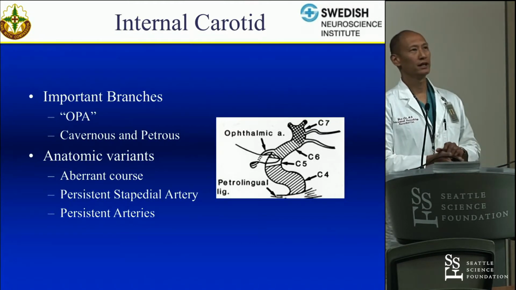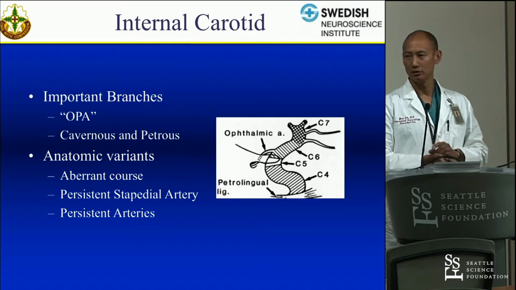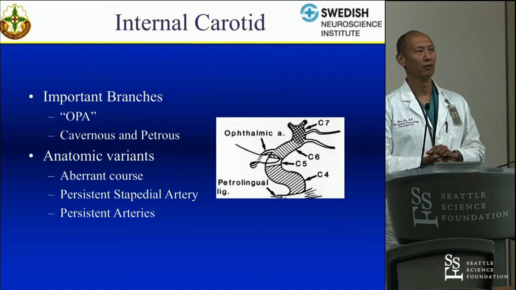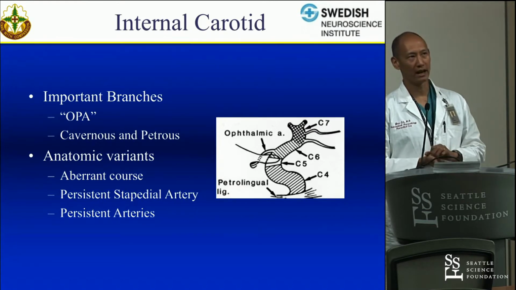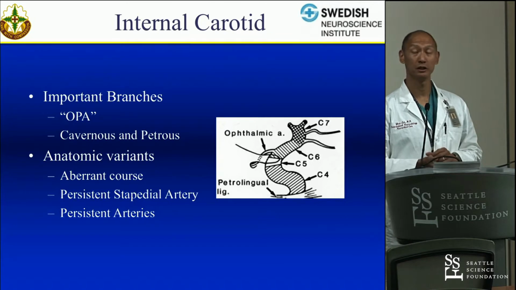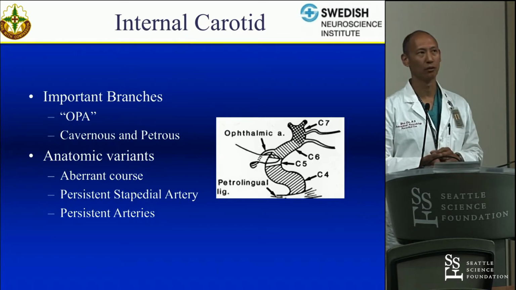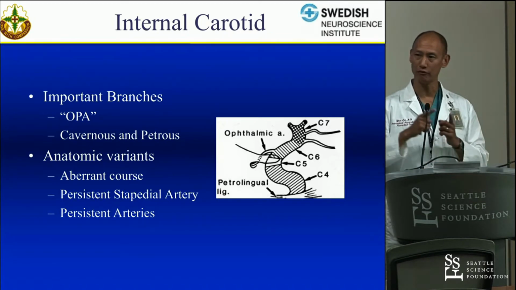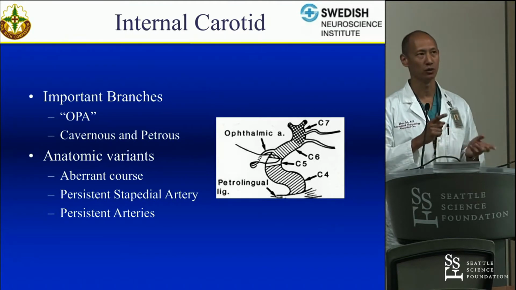Important branches of the internal carotid are the ophthalmic, the posterior communicating, and anterior choroidal, and they always exist in that order, with a small caveat that the ophthalmic artery embryologically develops initially from both the ICA and the external branches, so those two come together and fuse, and where they fuse actually determines where the ophthalmic artery originates from.